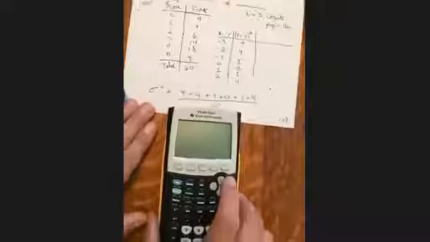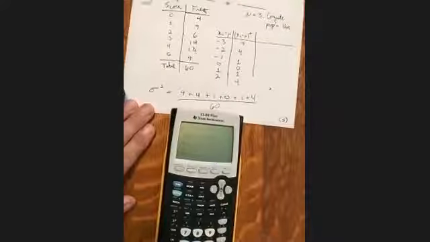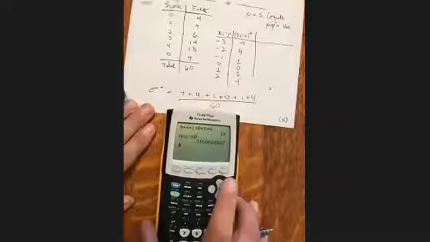So we put that into the calculator. 9 plus 4 plus 1 plus 0 plus 1 plus 4 equals that. Then divide by 60. So we get a variance of 0.3167. And that's our population variance.